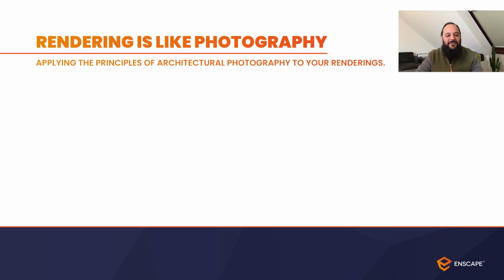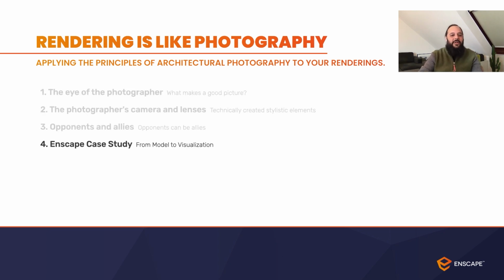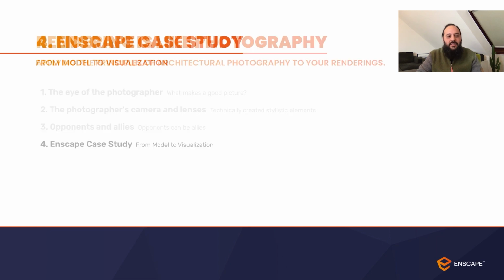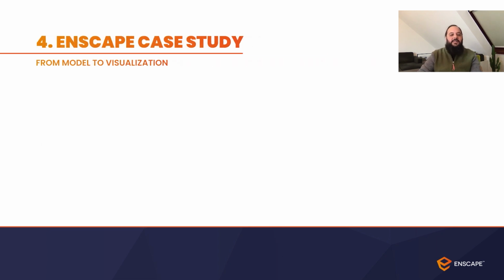Rendering is like photography, so let's start. We have already talked about the eye of the photographer, what makes a good picture, the photographer's camera and lenses, technically created stylistic elements, and opponents and allies, because opponents can be allies. Those videos can be found on the Enscape website and on YouTube if you are interested. In the following webinar, we will cover an Enscape case study. Now we would like to go step by step from model to visualization.